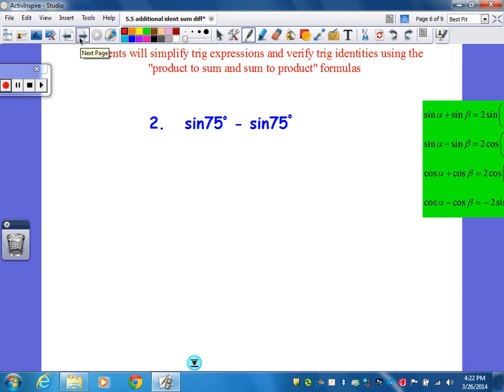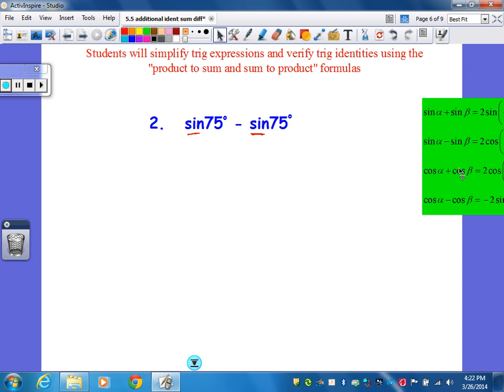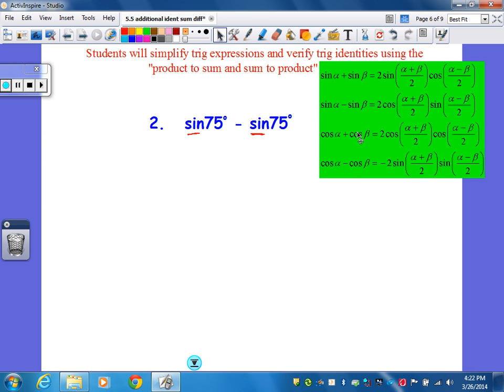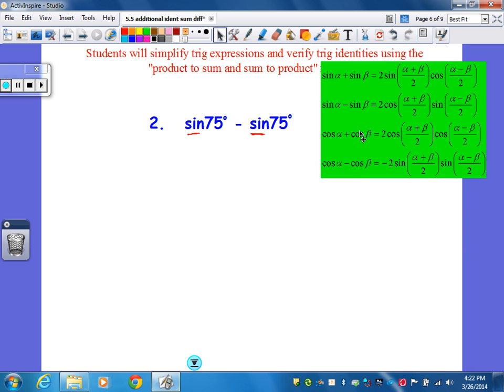Sine 75. Okay. Once again, we have a difference here. We do not know what either one of these formulas are. So what we're going to do now is, like I said before, we have a sine and a sine, so sine minus sine. Well, let's look at our formula sheet. Sine minus a sine. Right there in kind of the middle.